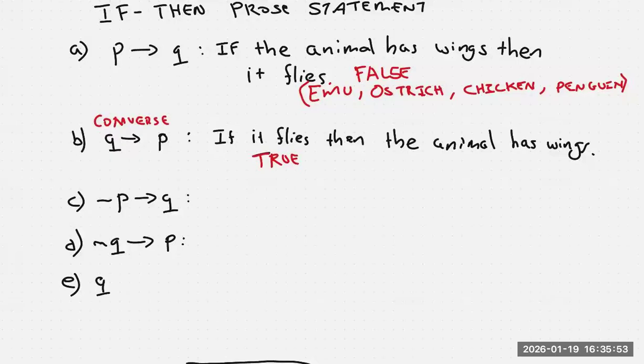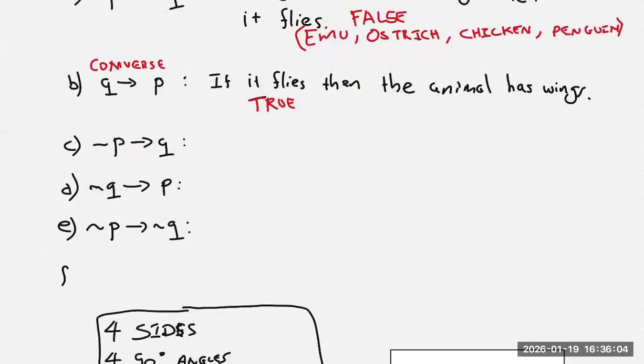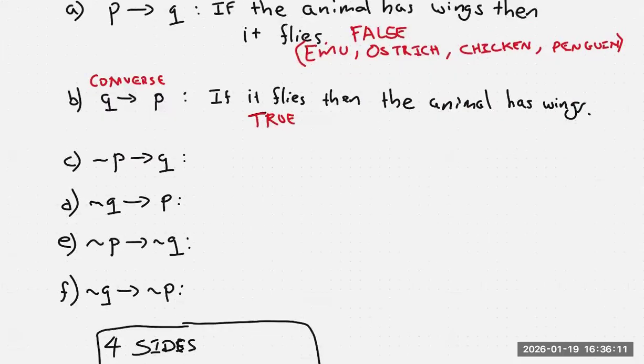Let me just negate both of them now. Not P implies not Q. Going to check if it's true or false. And last one, not Q implies not P. All right. The not P implies Q is saying if the animal does not have wings. I'm going to write it out this time, but next time when I'm giving examples, I won't write out everything.